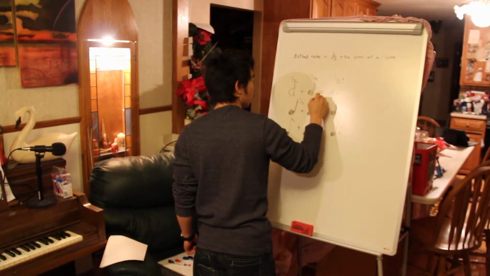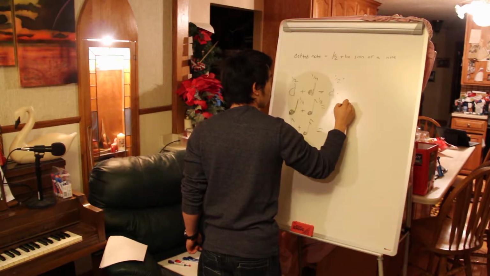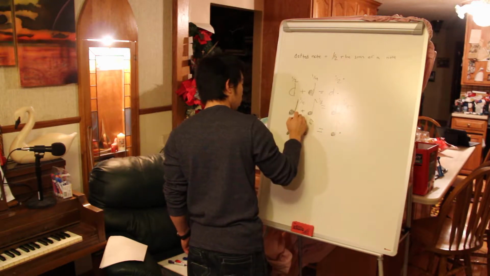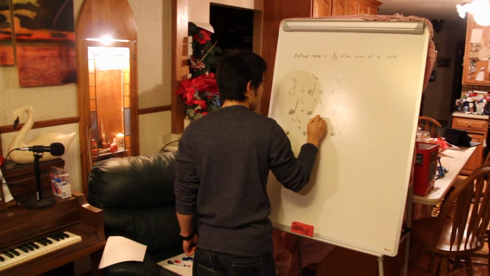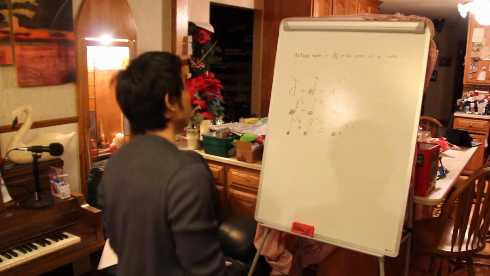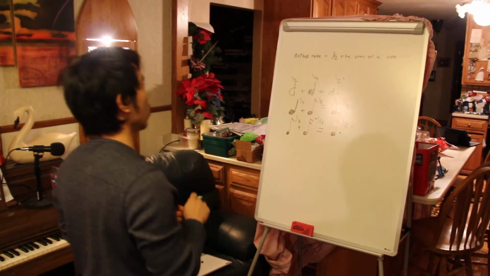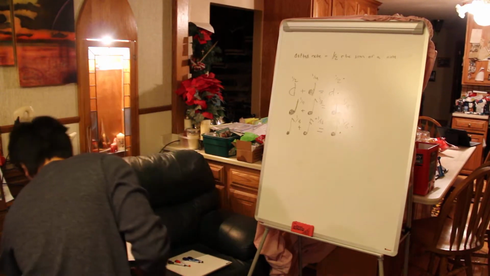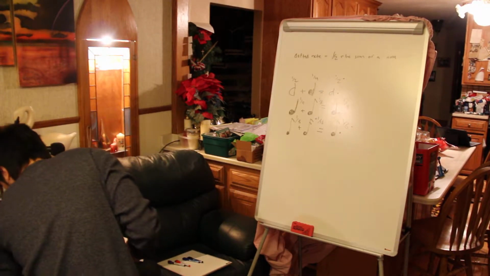Quarter note plus eighth note equals quarter note, dot. Eighth note plus 16th note equals eighth note, dot. So that covers dotted notes. Now let's cover ties.